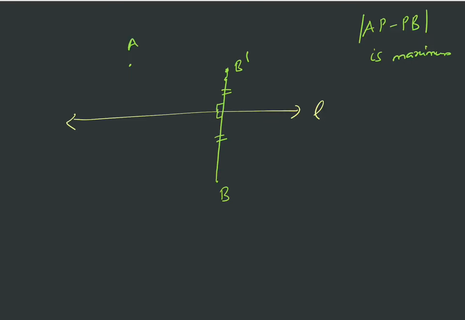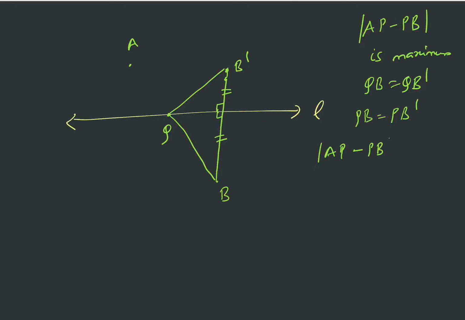Now if I take any point Q on this line L, I can see that QB must be equal to QB dash. So if I take any point P, PB is equal to PB dash for any point P on the line L. So the question which is maximizing AP minus PB is equivalent to maximizing AP minus PB dash, right? Now since A and B dash are on the same side of line L, let us repeat the procedure which we have done in the previous question.